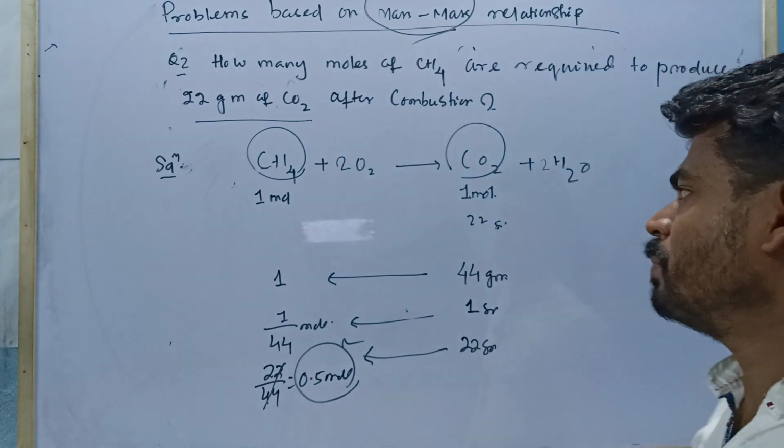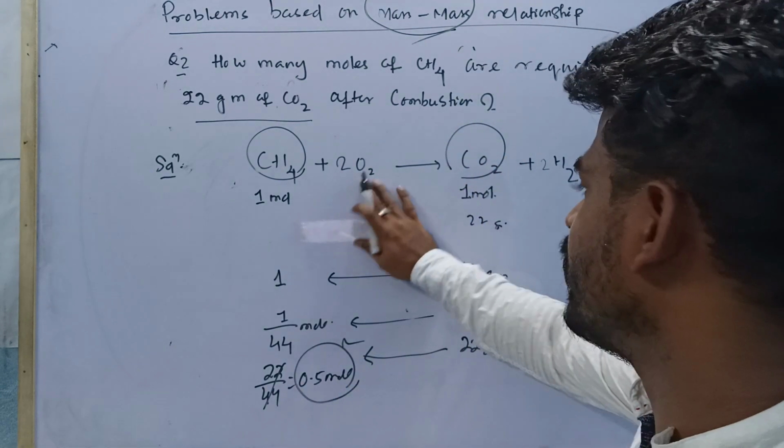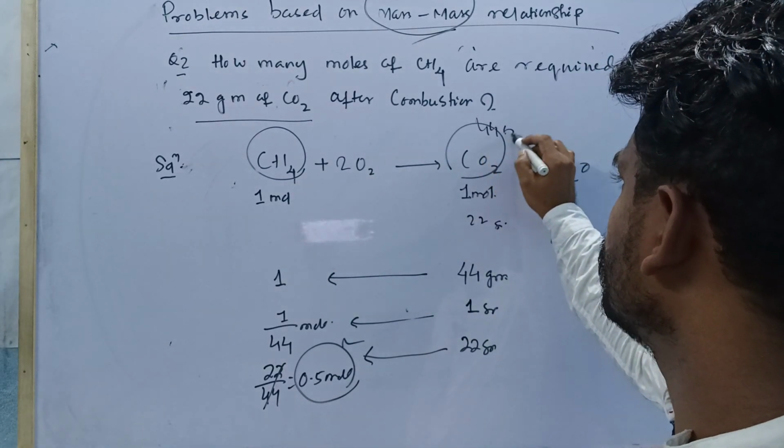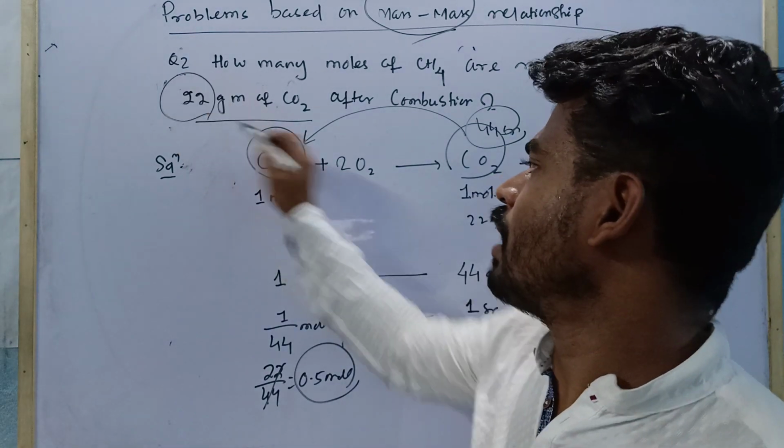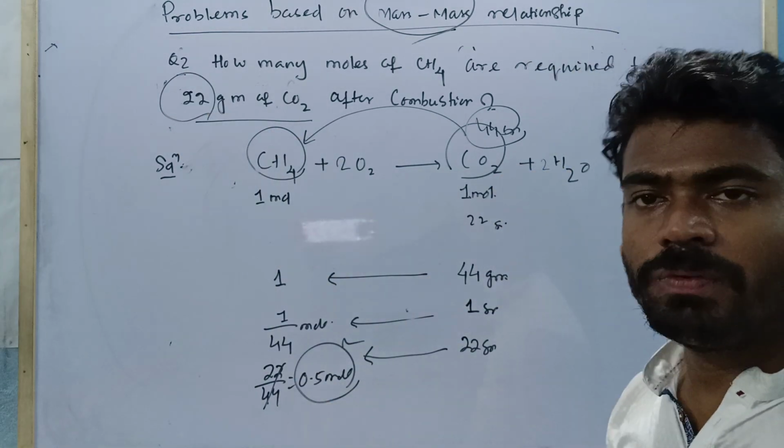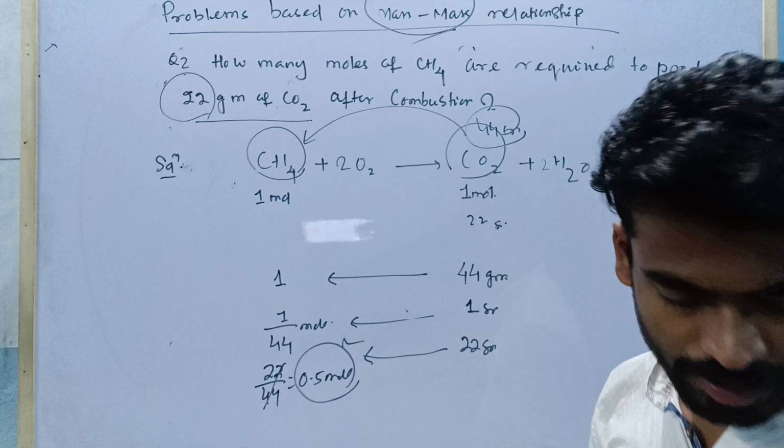Got it? So simply you can say that by looking at this equation, it is 44 gram. So 44 gram 1 mole, that is 22 gram, that will be half mole, 0.5 mole. Okay, very good.